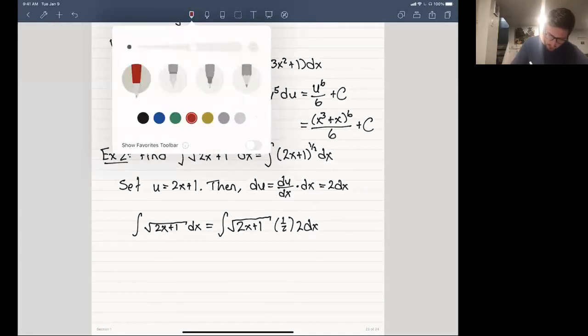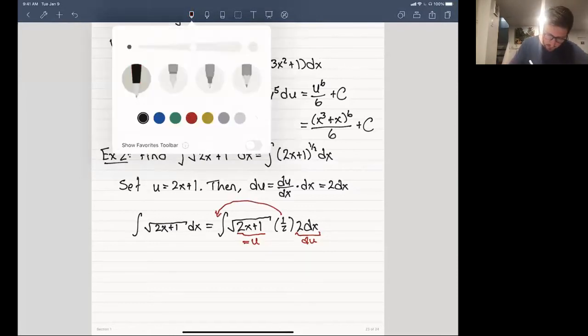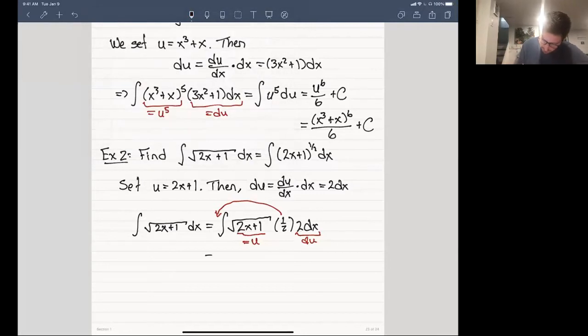Okay, this is good, right? Because now I've got u under the square root. I've got a du here. And if we remember some of the properties from definite integrals, the same properties carry over to indefinite integrals. So that 1/2 can be pulled outside. So let's do all this in one nice clean step. I get 1/2 the integral of u to the power of 1/2 du.